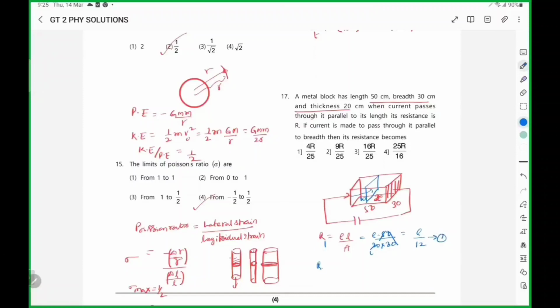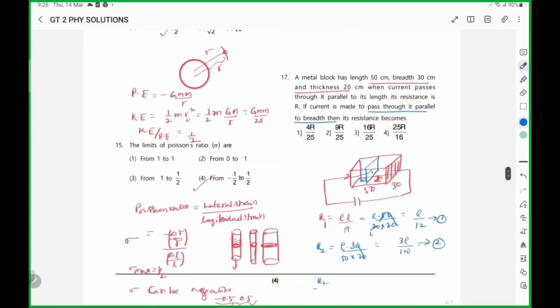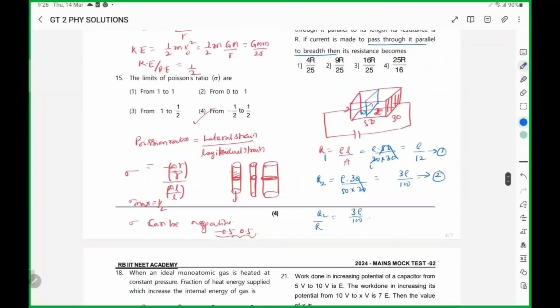When it passes parallel to the breadth, then the length is 30. Area becomes the remaining dimensions, so 3 rho by 100. Now he is asking resistance R2 by R, 3 rho by 100 divided by rho by 12, 36 by 100. So R2 will be 9R by 25.